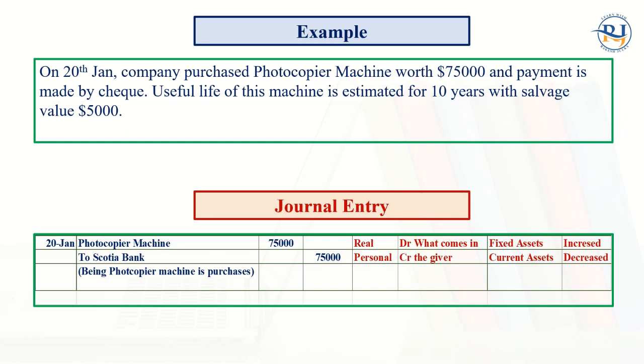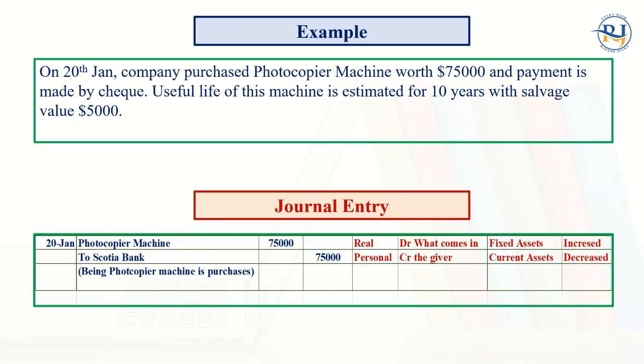So in this case there are two elements in this transaction. So one is a debit and one is credit as per the double entry system. So photocopier is the real assets that we can see and touch, which is known as the tangible assets. So the real assets rule is debit what comes in and credit what goes out. So photocopier is coming in the business, so that's why we have put on the debit side. This is the fixed assets of the company and the value of the fixed assets is going up.